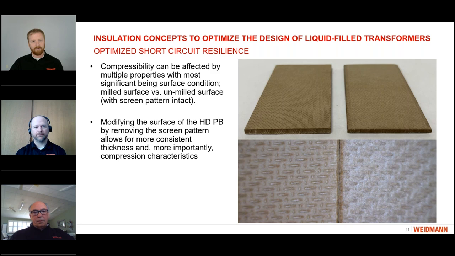On the right, during the manufacturing process for radial spacers, that screen pattern is removed to allow for a much more consistent thickness, and also more importantly, the compression characteristics that we are desiring. You can still see the remnants of that screen pattern on the right. However, it is almost completely removed during this manufacturing process.